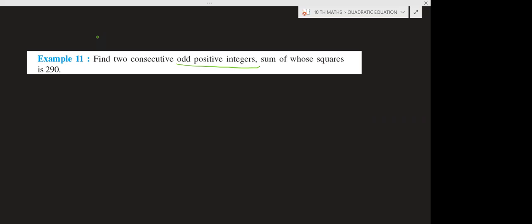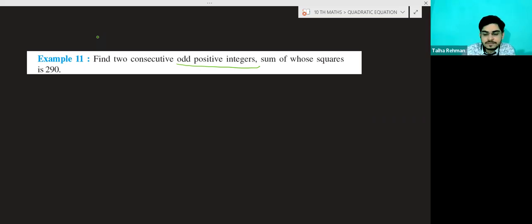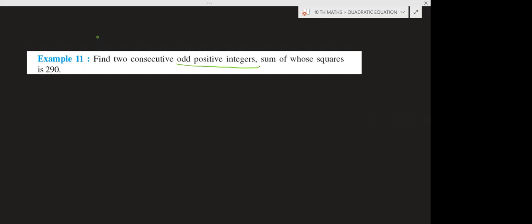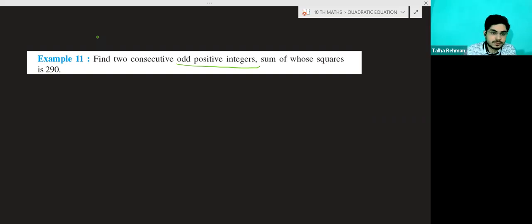Can you tell me what are some of the odd positive integers? So like 1, 3, 5, 7, 9. Very good. Okay, we are starting from 1. We can start from minus 1 or minus 3, and any minus we can start. But I am starting from 1. 1, 2, 3, 4, 5, 6.